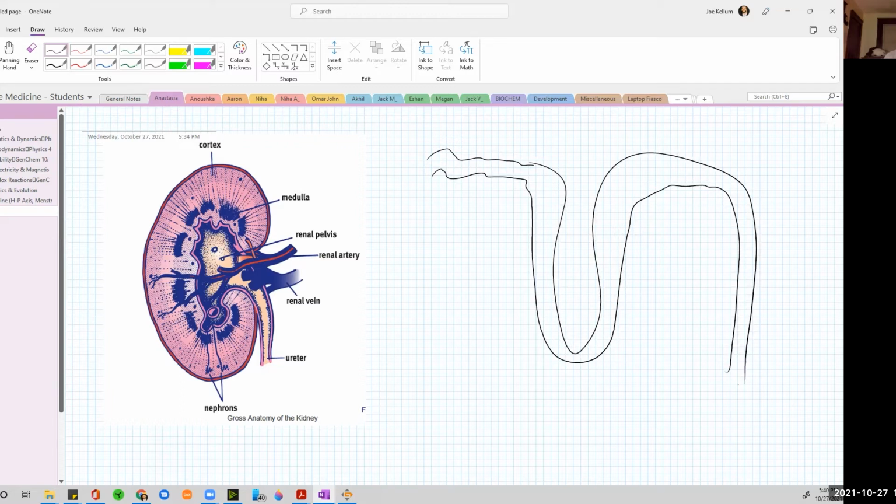But I like to make the correlation between where each part of the nephron is on the macroscopic kidney. So do you have sort of a sense for that at all? Yes, kind of. Okay. So where is everything? That's a terrible way to ask that. Maybe if I draw this.